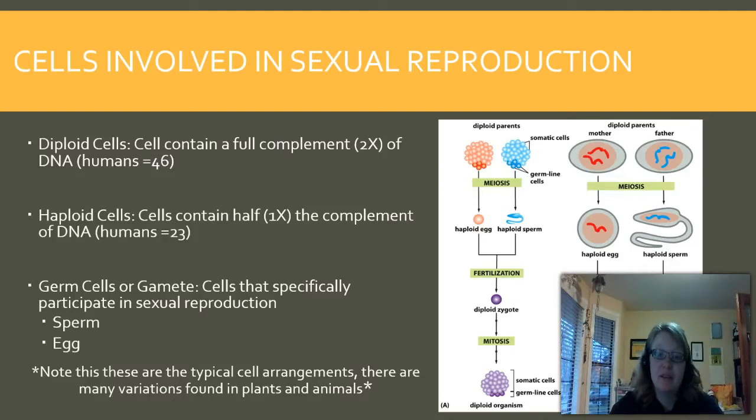The haploid cells contain half as much DNA. They have 1x the complement. So in humans, this is 23 chromosomes. And this is what we're talking about when we talk about your sperm and egg cells. The sperm and egg cells are referred to as germ cells or gametes, and these are the cells that specifically participate in sexual reproduction. And it's important, as I said, to note that not everybody is diploid. There's all sorts of variations on this, but diploid is a pretty standard arrangement of chromosomes. So make sure you have these terms correct before we move on to how these haploid cells are actually produced.